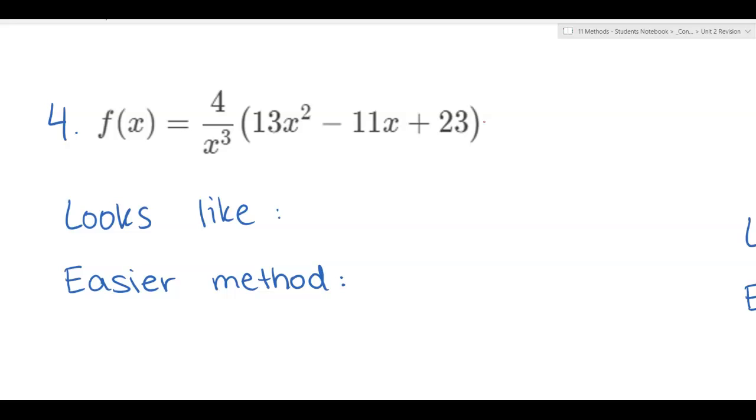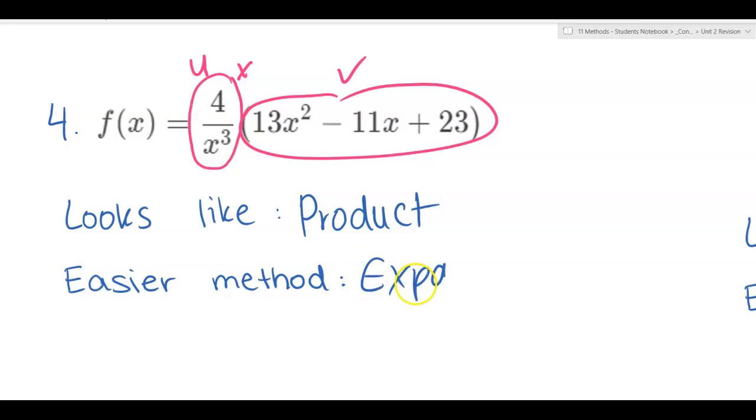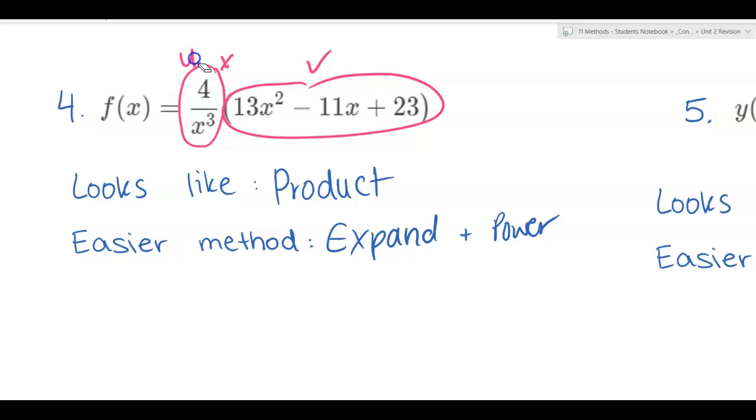So what else do we see? Thank you. One function, u, times another function, v. So it looks like product rule. What's the easier method going to be? Expand. Good. Expand and power rule. All right, go.